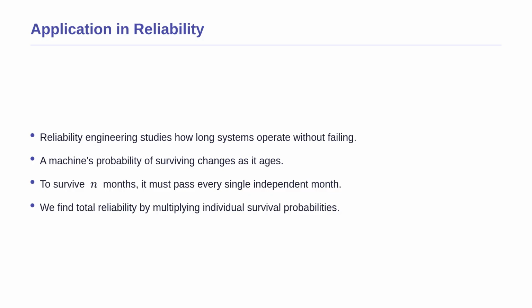Now that we know how to count expected successes, let us explore a major real-world application, reliability engineering. This is the study of how long machines, software, or systems can operate without breaking down. Imagine a machine component that ages over time. The probability that it survives its first month might be high, but as it gets older and wears out, its chance of surviving the second month drops. If we want to know the probability that the machine survives all n months without failing, we must look at the entire sequence of trials. Because the months are independent, we can determine the total reliability of the system.